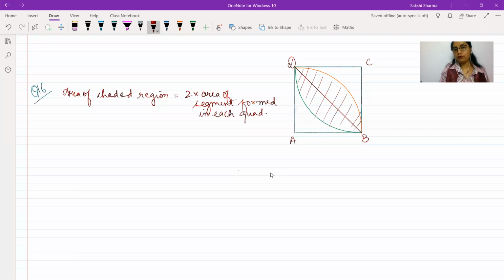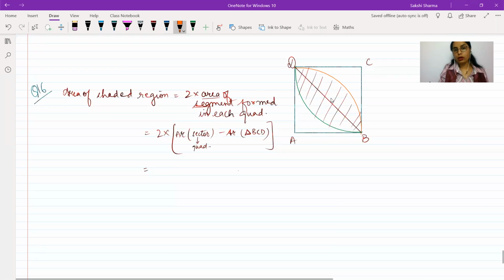Your figure is made up of two quadrants, so your area of the shaded region will be twice the area of the segment formed in each quadrant. So 2 times. Now the formula for the area of a segment, you are aware, is given by the area of the sector, which is a quadrant here, minus the area of the triangle. So I will be taking the area of triangle BCD. You can take any of the right triangles formed at the opposite vertices. This sector is a quadrant here. You have the radii, you have theta. See if you require anything else.